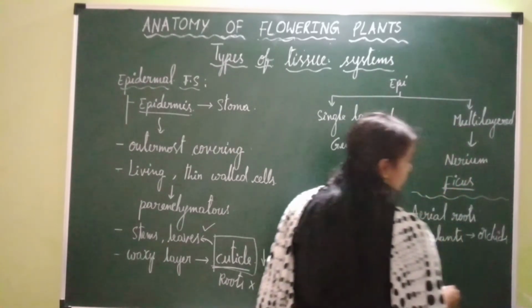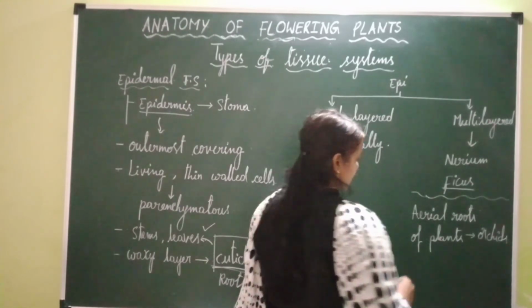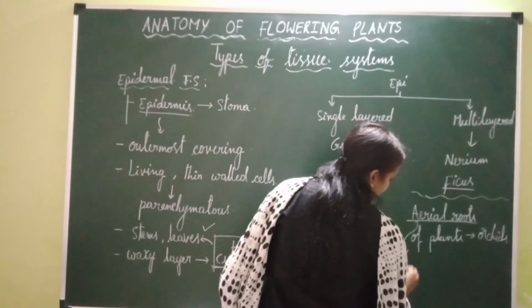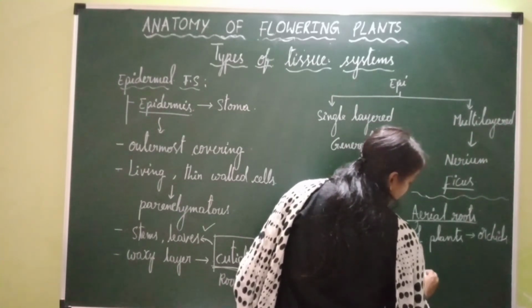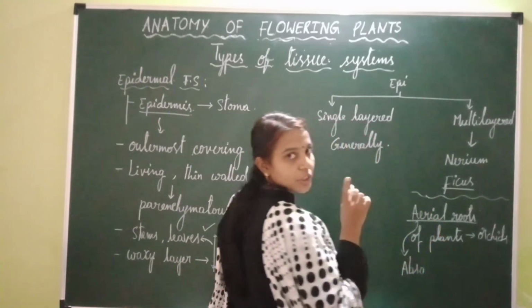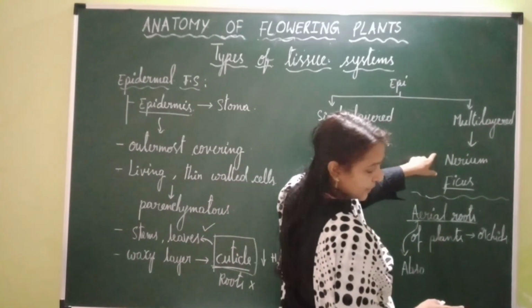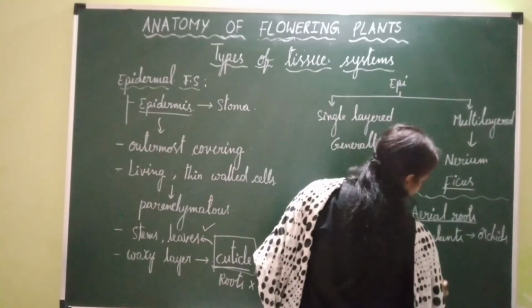Why? What is the function of this multi-layered epidermis present in the aerial roots? Its function is not to prevent transpiration, loss of water, but to absorb water. Here to prevent transpiration, here to absorb water.